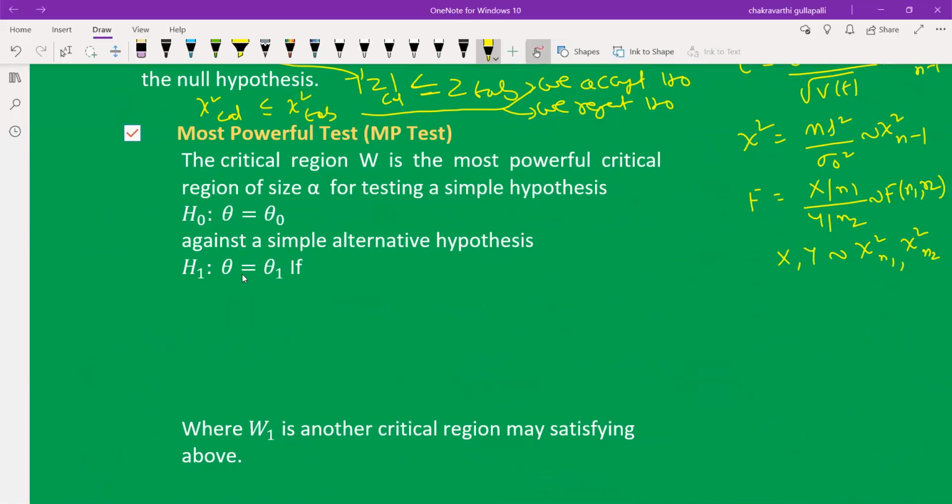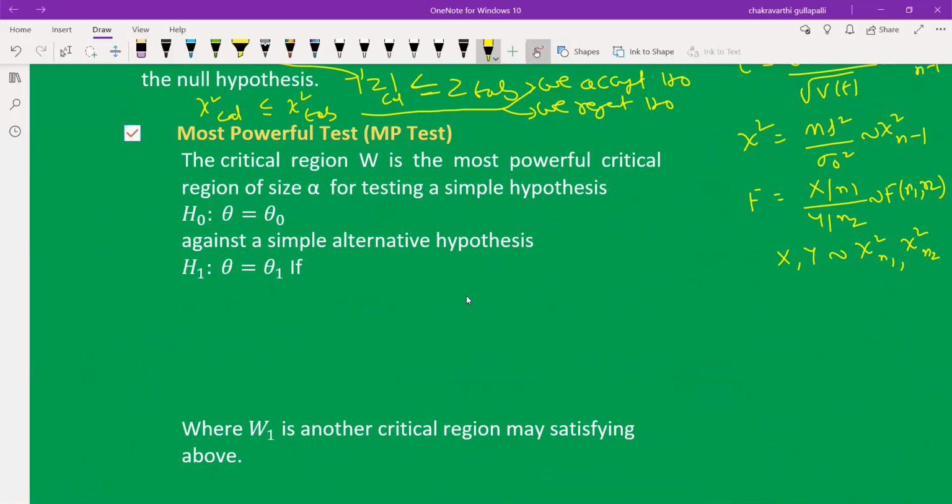There are two types of errors, type 1 error and type 2 error. Both errors cannot be minimized at a time. But in this case, alpha, the probability of type 1 error, is more serious than the probability of type 2 error, which is called beta. Rejecting H naught when H naught is true is more serious than accepting H naught when H naught is false.